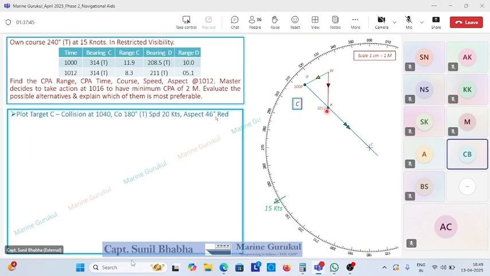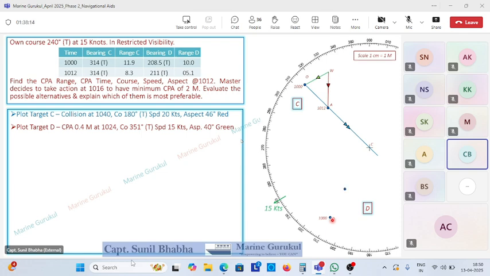Let us now plot our second target, Delta. For target Delta, the first bearing is 208.5, range is 10 miles. So on a bearing of 208.5, at a range of 10 nautical miles, we plot the first relative position of target Delta. This is applicable at 1000 hours and we name that position as O, Oscar.